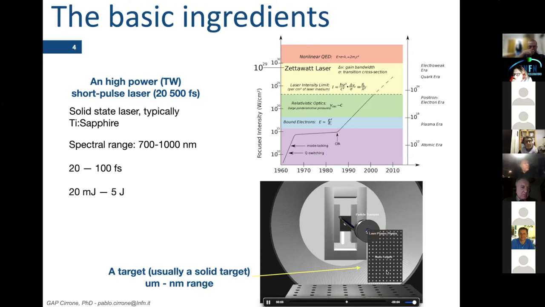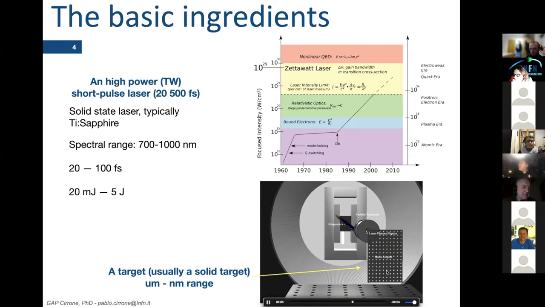Another solution is to use some tape target. So you have some tapes, like for example the music cassette, where you have this tape that moves continuously, and you have the beam that interacts with this. There are very nice solutions that people are developing.